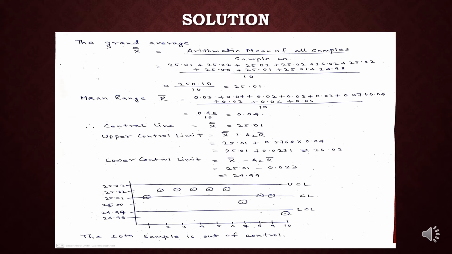24.99. Now if we plot all the values, we find that the 10th sample, which has the value of 24.98, is not coming within the prescribed control lines here. So that particular sample is out of control. Remember this, class: even if one single sample is out of control, it makes the entire process out of control.